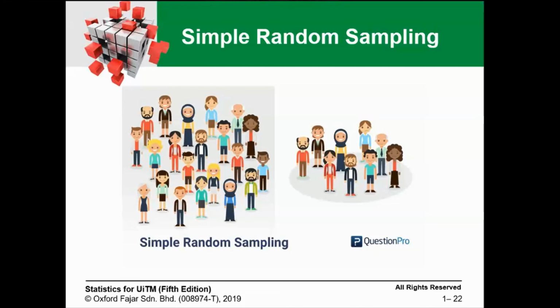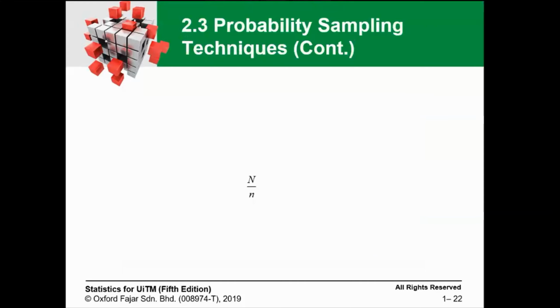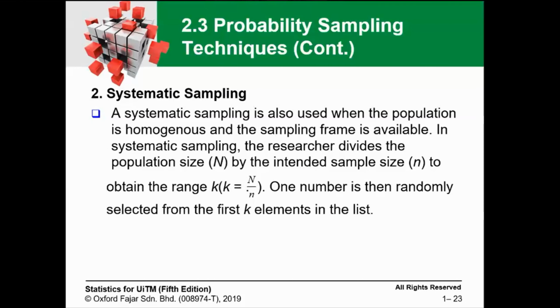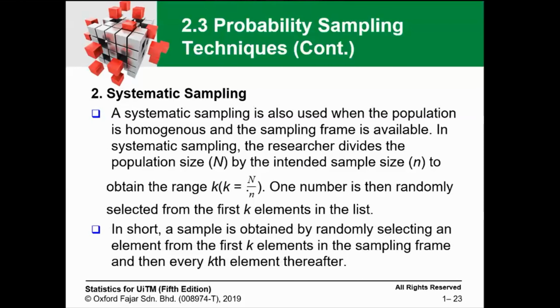We have another category of sampling techniques. We call it probability sampling techniques. We have four types: simple random sampling, systematic sampling, cluster sampling, and stratified random sampling. So we have four types of probability sampling techniques: the simple random sampling, the systematic sampling, cluster sampling, and stratified random sampling. So what are the probability sampling techniques?